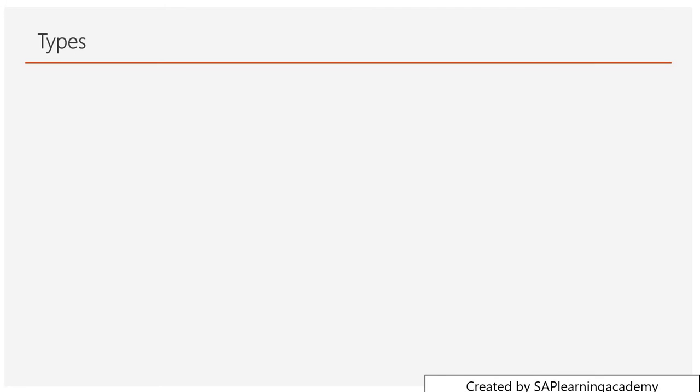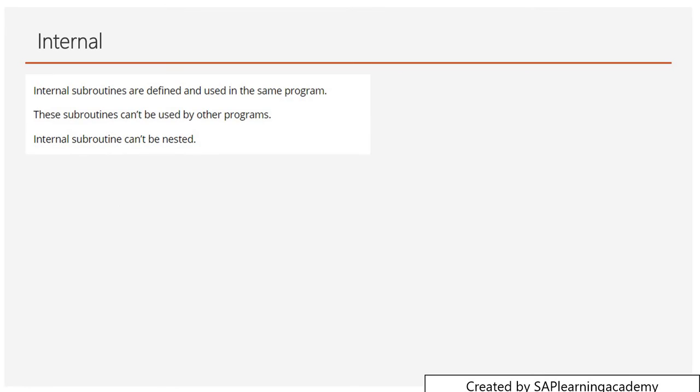Now we will move into the types. What are the types available in subroutine? We have external types and internal types. I will be discussing more about these types, and first I will be moving into the internal types. Let me tell you that internal subroutines are defined and used in the same program, and these subroutines cannot be used by other programs, and internal subroutines cannot be nested.